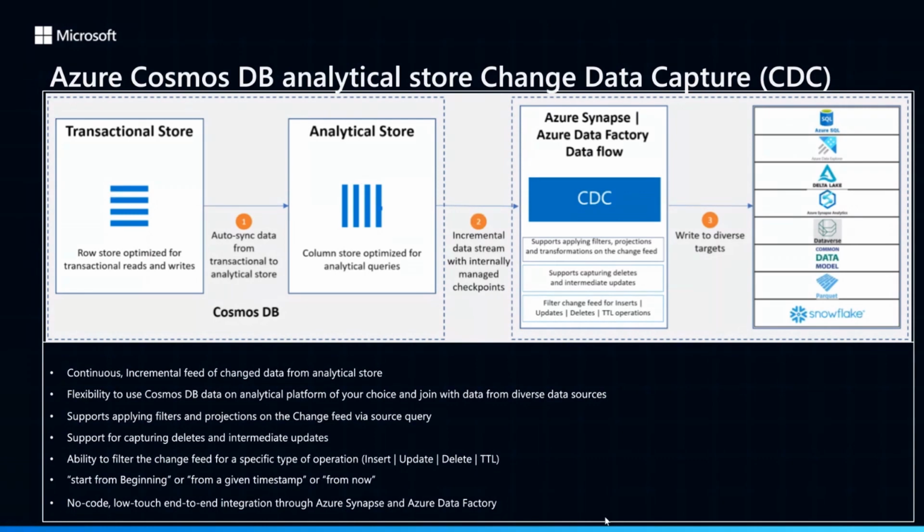It also supports capturing deletes and intermediate updates. So if a record gets deleted from the Cosmos DB container after it has already been written into one of the sinks, we will provide a tombstone record that will uniquely identify the record in the sink, and it can be deleted from the sink as well. It also captures intermediate updates, meaning that if there are multiple updates for a given record, then you do have the option to capture all the versions of the updates in the sink.